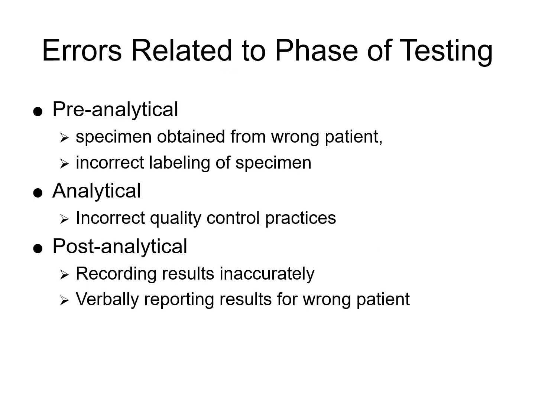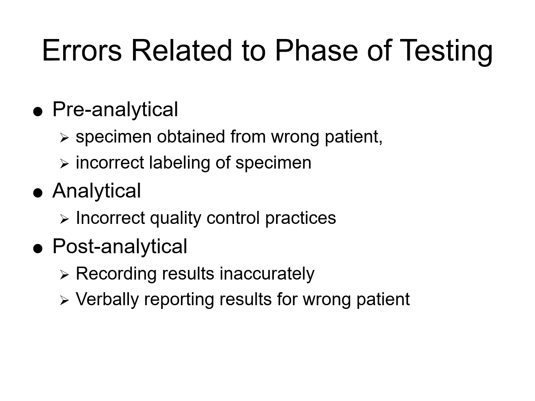There are 3 different phases where laboratory errors could occur. Laboratory errors can occur at the pre-analytical, analytical, and post-analytical phase of testing. Pre-analytical errors are errors that occur before the actual testing of the specimen. Examples of this would be specimens being obtained from the wrong patient, incorrect labeling of the specimen, or improper specimen collection, handling, or even transport.